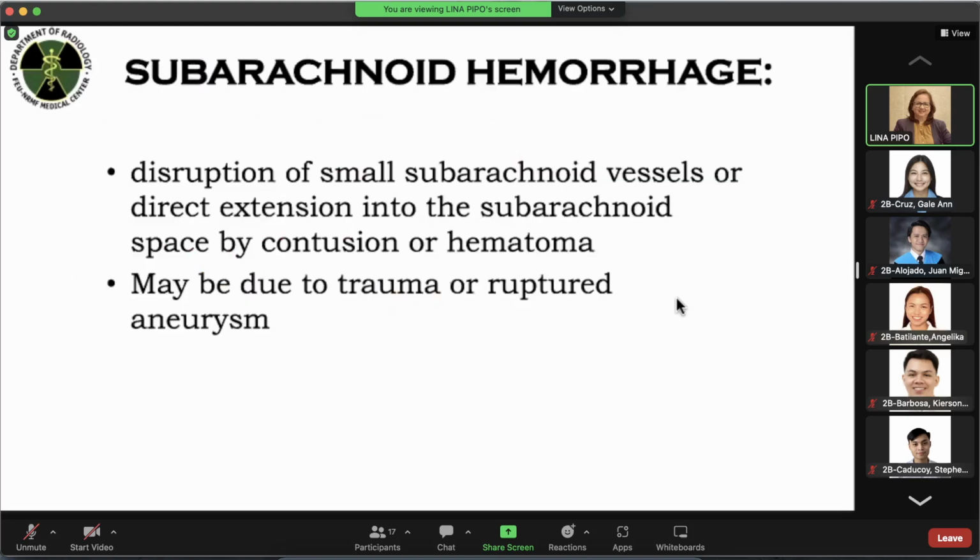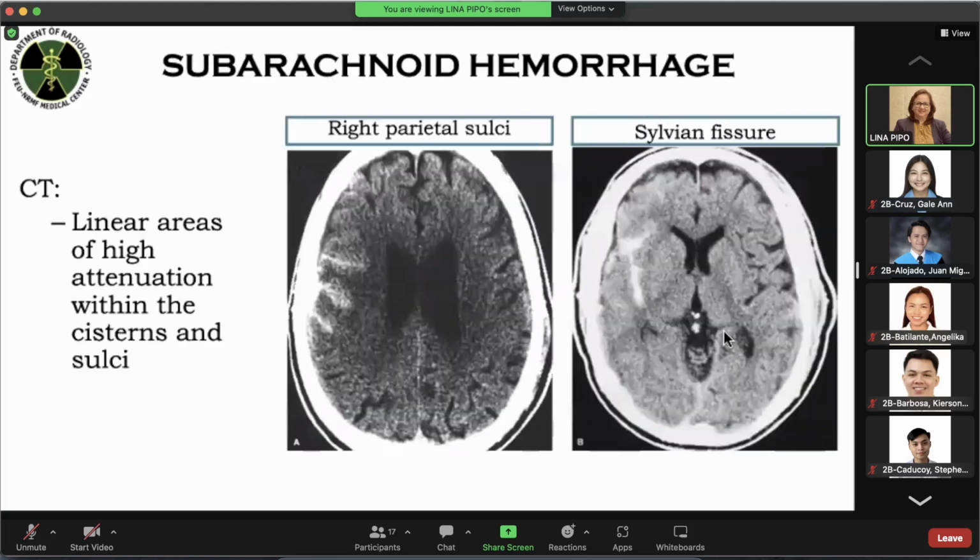And then we also have what we call subarachnoid hemorrhage. Subarachnoid hemorrhage is due to the disruption of small subarachnoid vessels or direct extension into the subarachnoid space by contusion or hematoma. It may be due to trauma or ruptured aneurysm. If the patient has no trauma, most probably there's a ruptured aneurysm, especially in hypertensive patients.